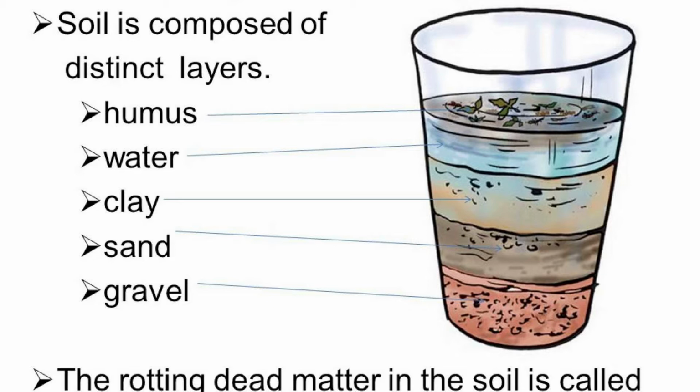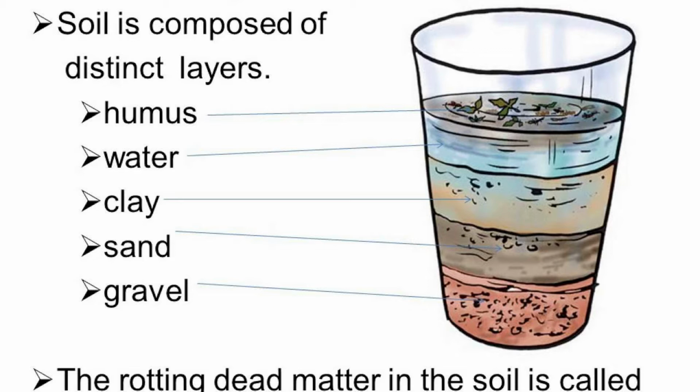So below you can see gravel. Gravel means little more big pieces of soil, that is known as the gravel, and above that you can see sand, then you can see clay, then you can see water, and above that you can see dry leaves, that is known as the humus.